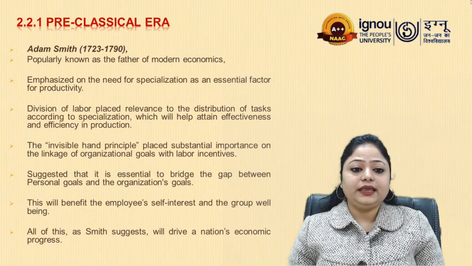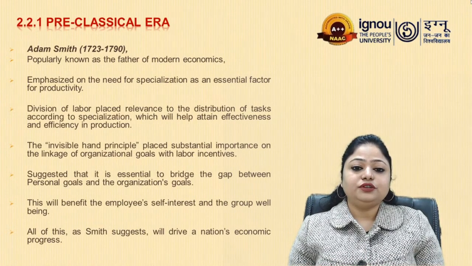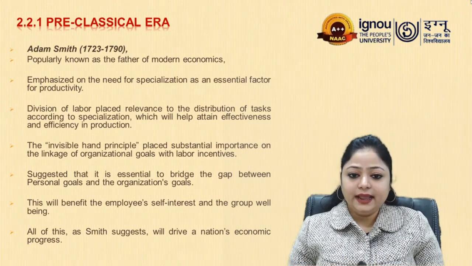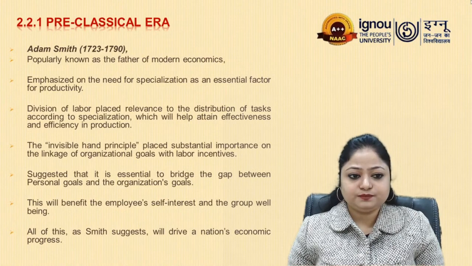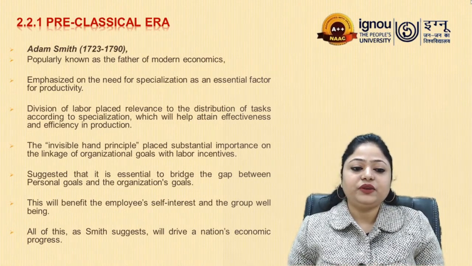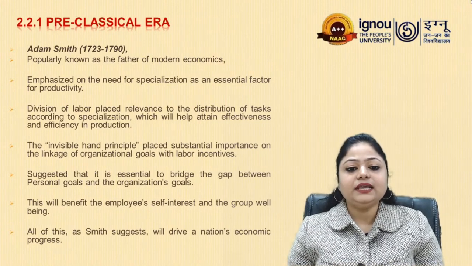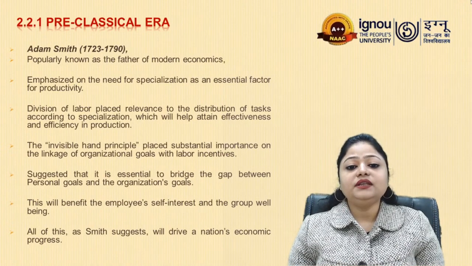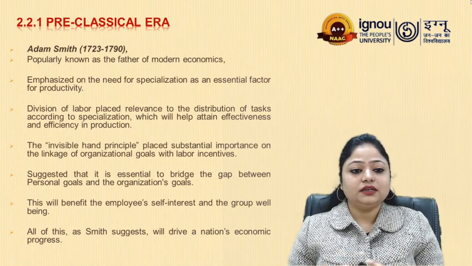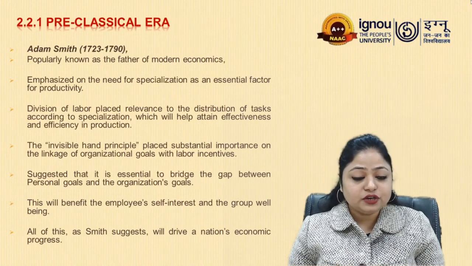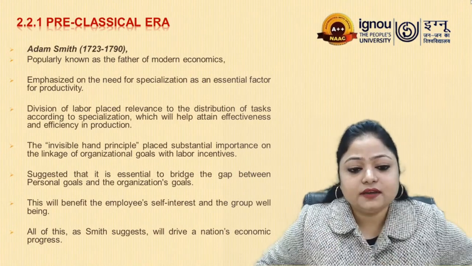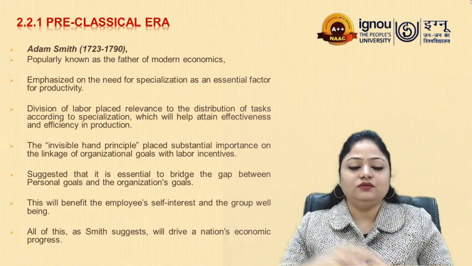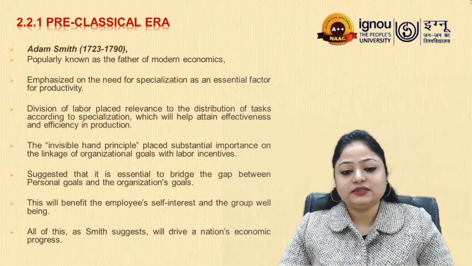Division of labor, according to him, was placed as a relevant contributing factor to the distribution of tasks according to specialization. And in his view, it helped to attain effectiveness and efficiency in production. Then, according to Adam Smith, there was a principle of invisible hand, placed in such a manner that we can understand the substantial importance of the linkage of organizational goal with labor incentives. So, whenever an organization is achieving its productivity, working in an effective and efficient manner, providing the society with its products and services to fulfill its need, there is always an invisible hand involved in all these outcomes, and that invisible hand is the labor's hand.